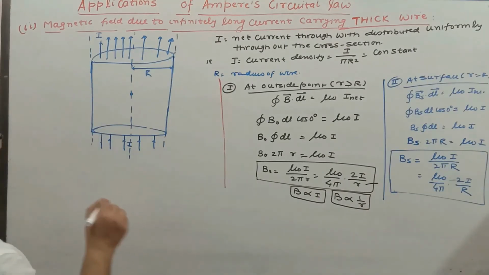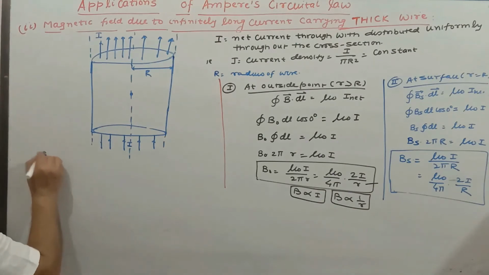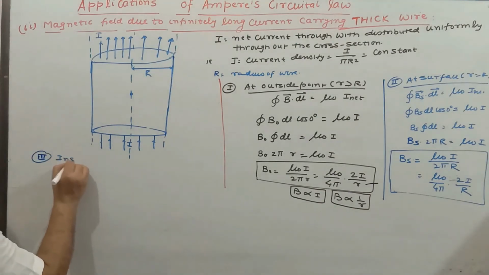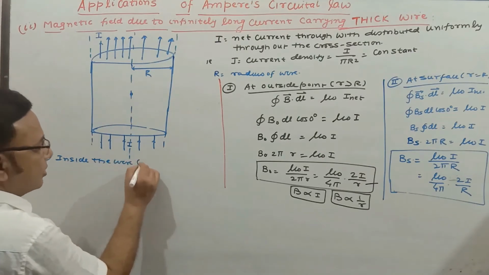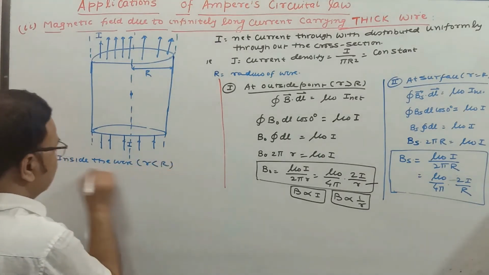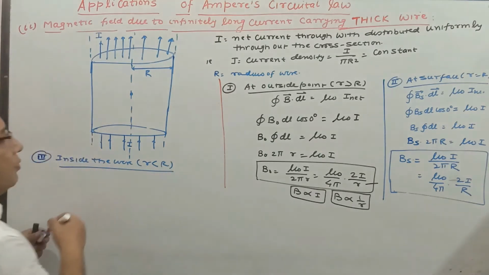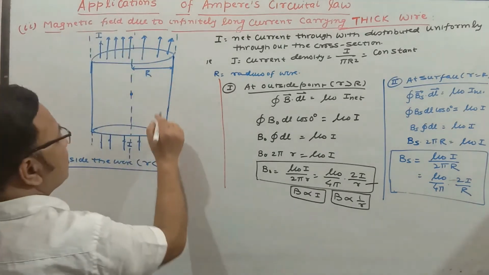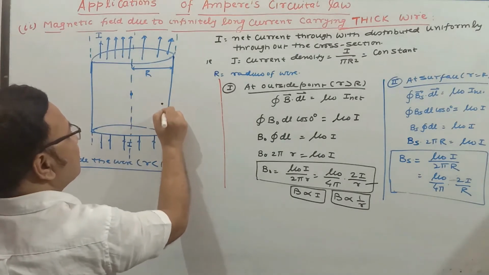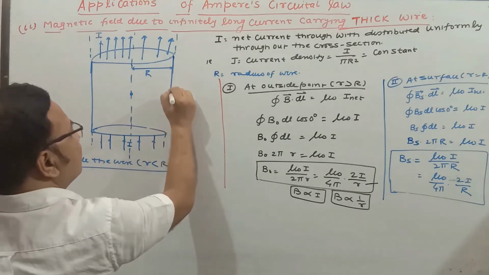Now the third point, inside the wire. Inside the wire, in this case small r is less than capital R. That is what we have. We are going to consider one point here in this wire. This is an infinitely long wire, so I just shortened it to manage the space.